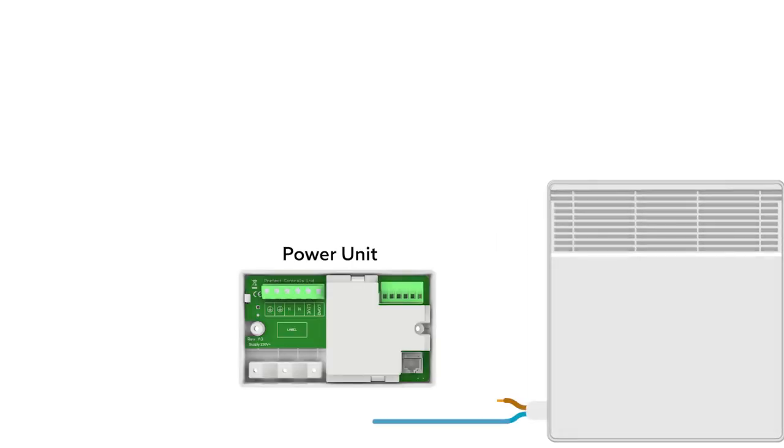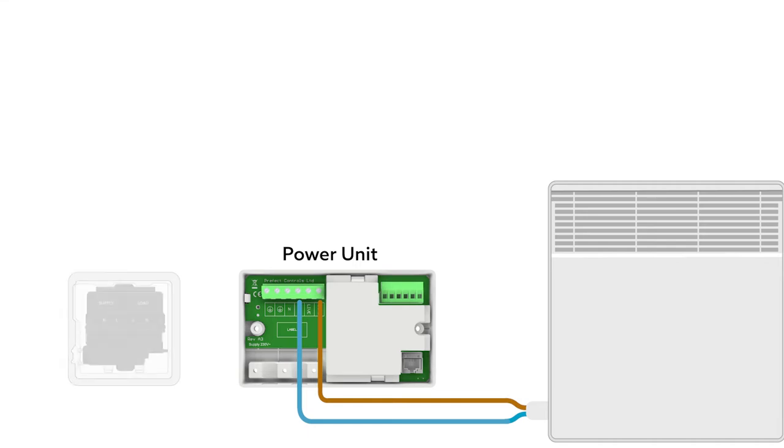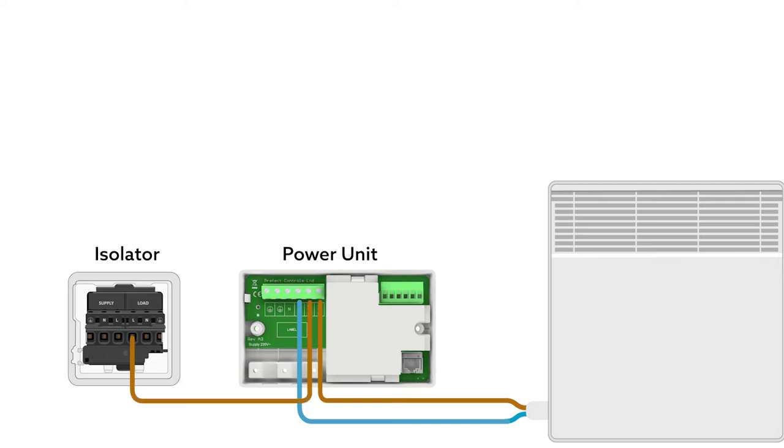The neutral wire from the heater is connected to the neutral terminal on load side of the power unit. The live wire from the heater connects to the load terminal on the power unit. Using three core cables, connect the live terminal on the power unit to the load side live out terminal on the isolator, and the other neutral terminal on the power unit to the load side neutral on the isolator. Insert the earth wire between the power unit and the isolator load earth terminal.